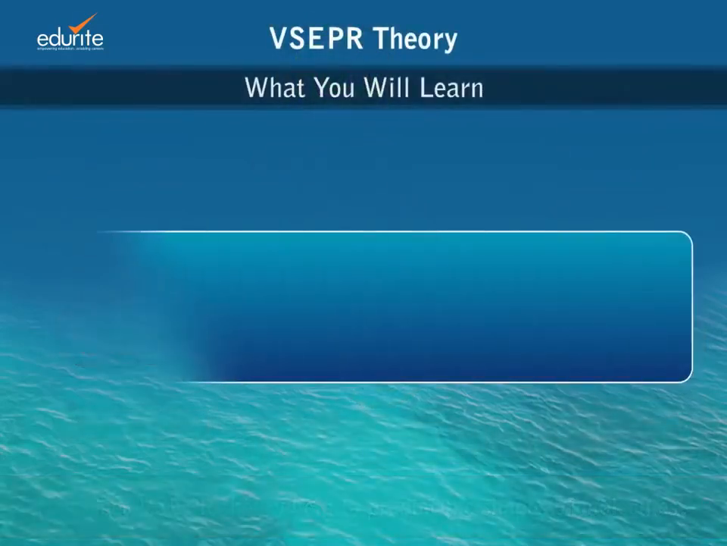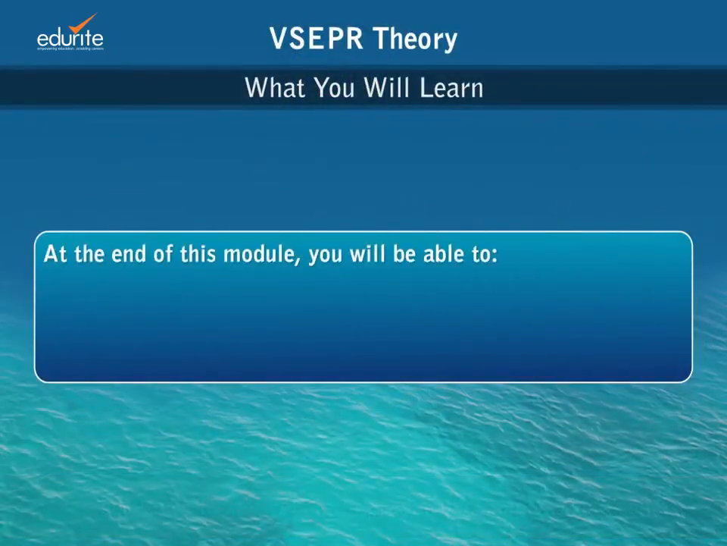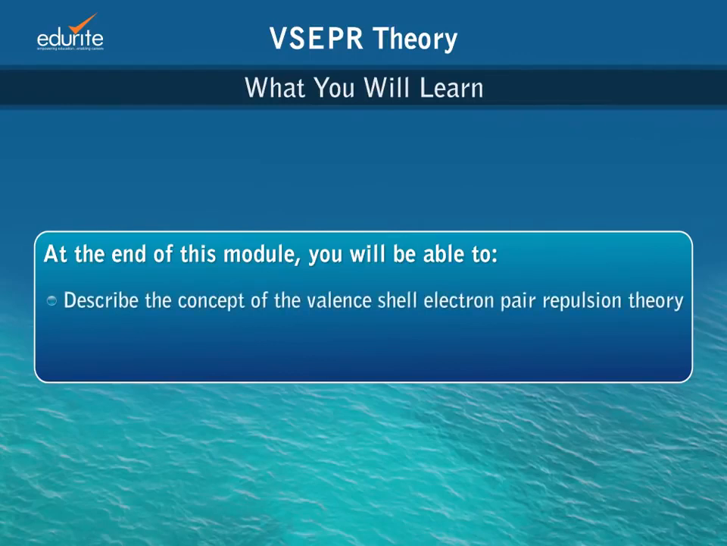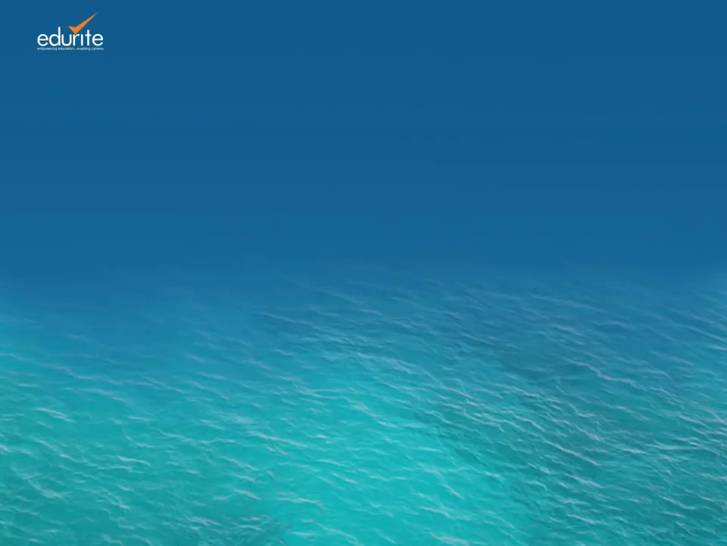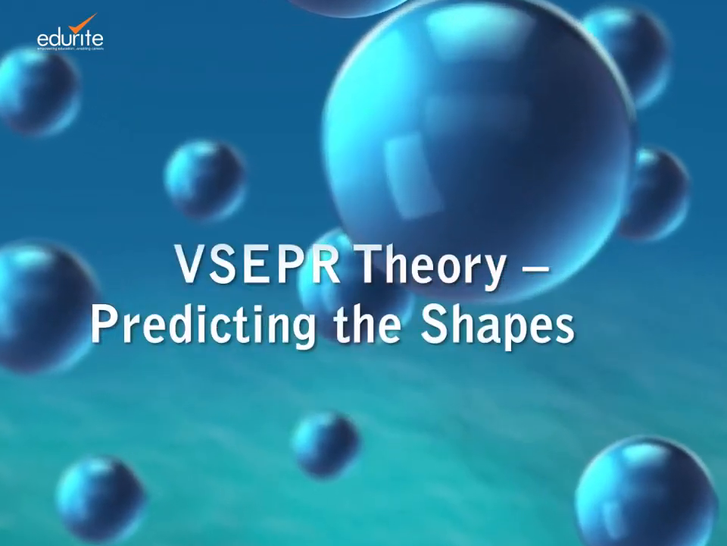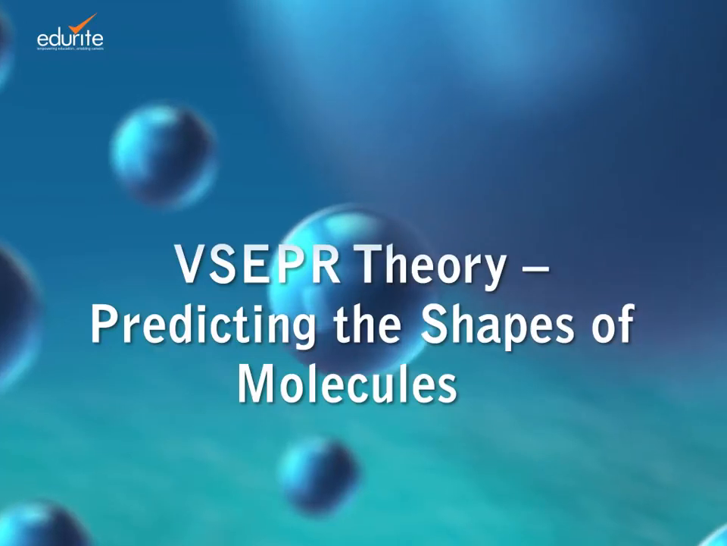What you will learn. At the end of this module, you will be able to describe the concept of the valence shell electron pair repulsion theory. Apply the VSEPR theory to predict the shapes of molecules. VSEPR theory, predicting the shapes of molecules.